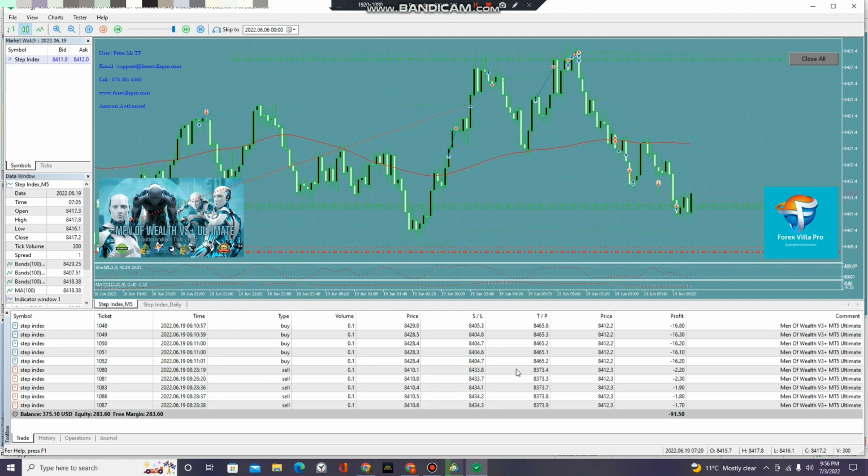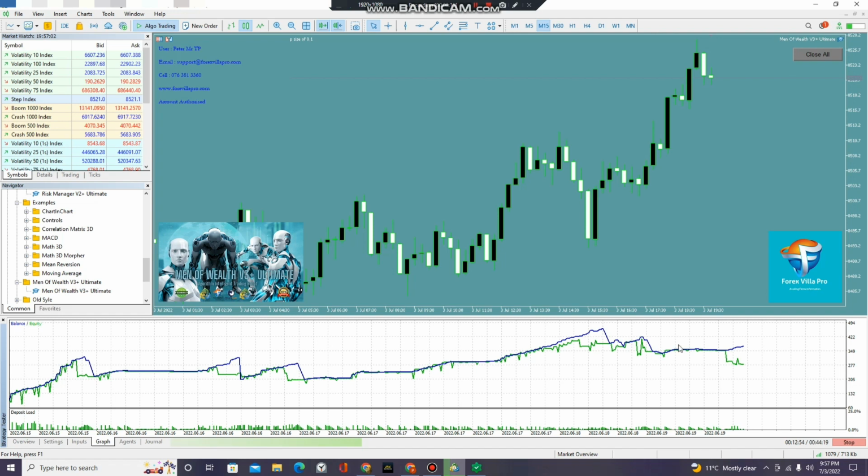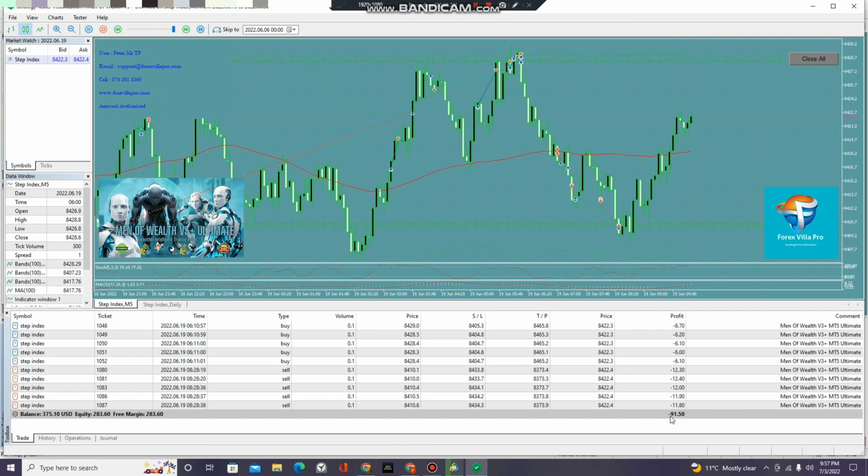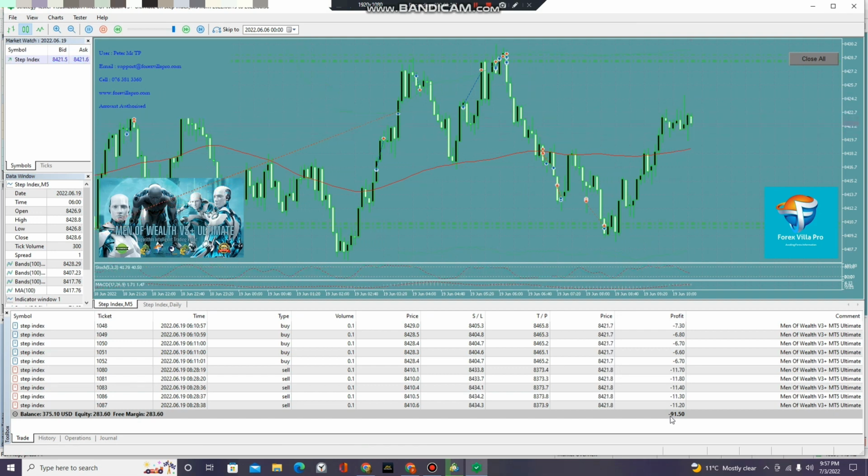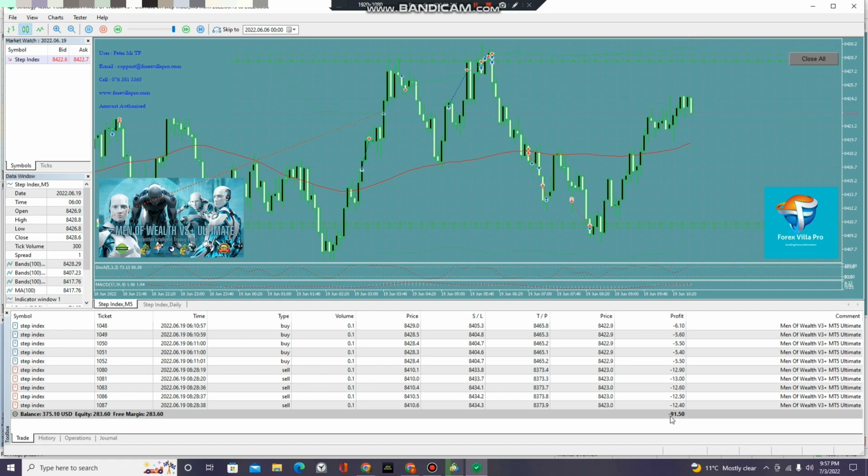Suffered some few losses right here. Let me best explain it to you just here. And look at the recovery, guys. Look at the equity curve right there. It's at 270 something. That means we're losing over 91 USD. That's because our account keeps on growing, guys, and the risk appetite of the system is higher.